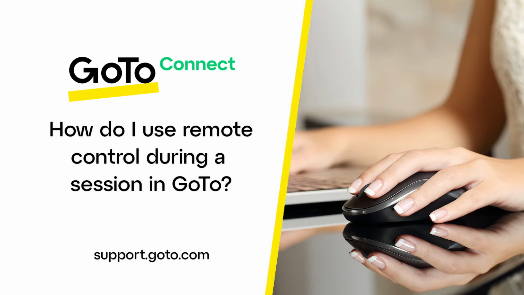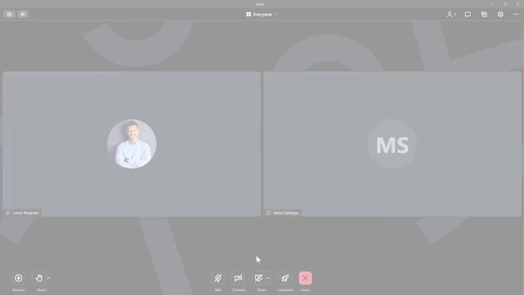Keep in mind, however, that the presenter's mouse always has priority, and they can override the attendee's movements to temporarily regain control without removing remote control access. The presenter must be on the GoTo desktop app to use this functionality.